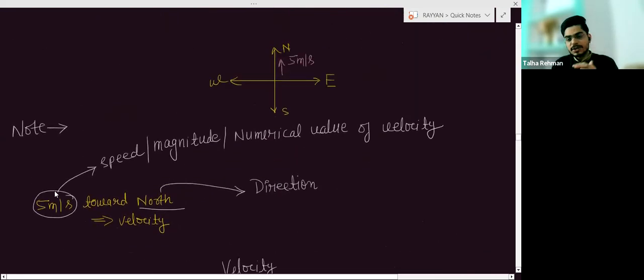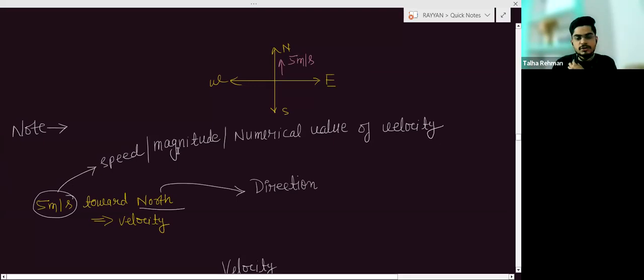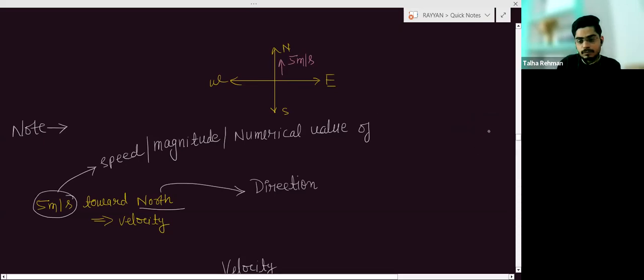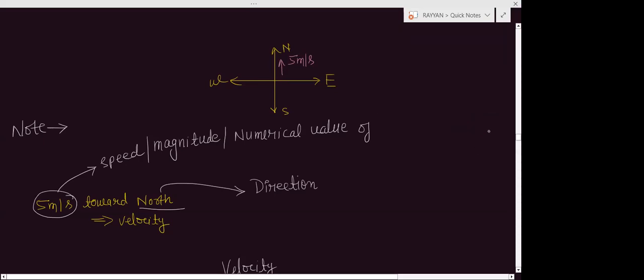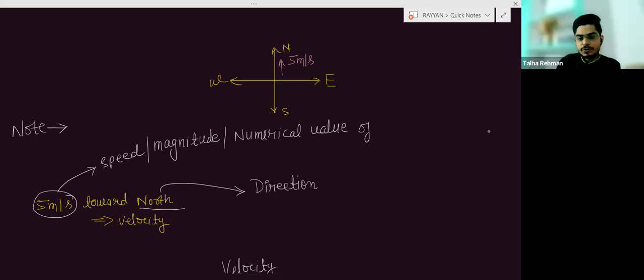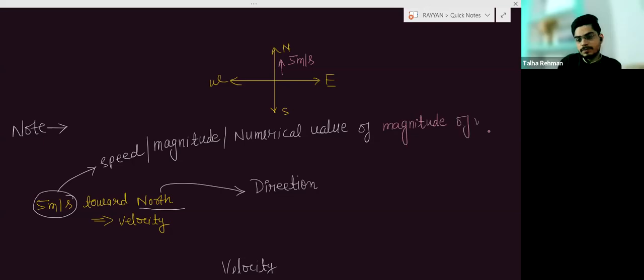This magnitude is speed because if someone is saying 5 meter per second, it means speed. No direction involved. So 5 meter per second is speed, or this is also the magnitude, or you can say the numerical value of the magnitude of velocity.